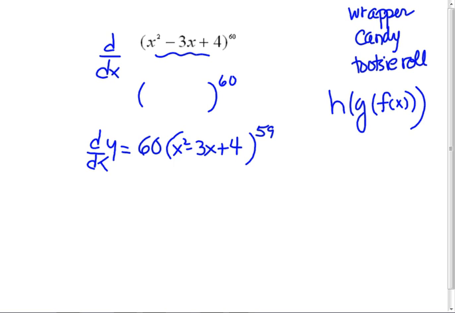And unfortunately, it's not going to be enough. I can prove it to you with another example. But then we have to do the derivative now of the inside function. You've got the wrapper off. Now we got to take the derivative of the candy. So I need the derivative of this part. What's the derivative of that? You just multiply them. 2x minus 3. And there's no way to simplify that.